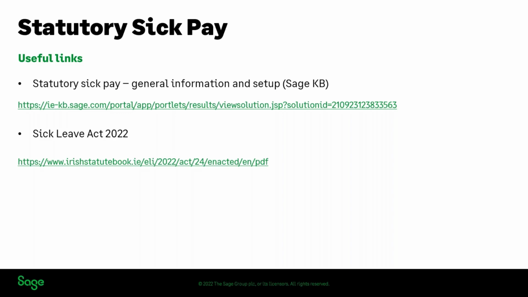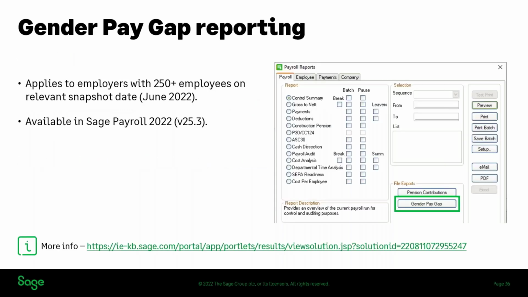And finally from me, another bit of legislation that took effect in 2022 is the gender pay gap reporting. But with the latest update to Sage Payroll, we now have a new file export, which will help those of you that are required to publish your gender pay gap reports gather the information that you might need. This will only apply to employers who have 250 or more employees on the relevant snapshot date.